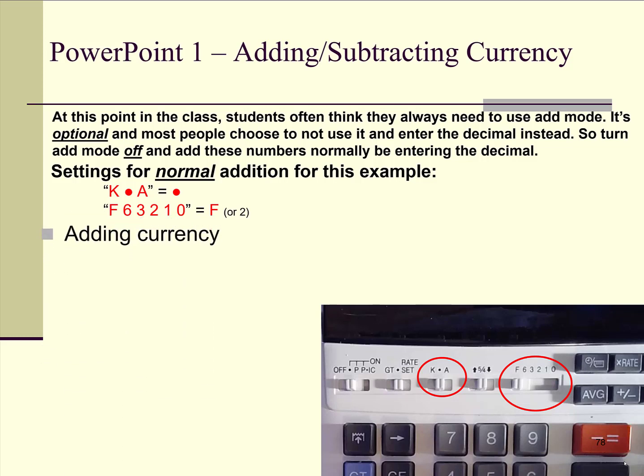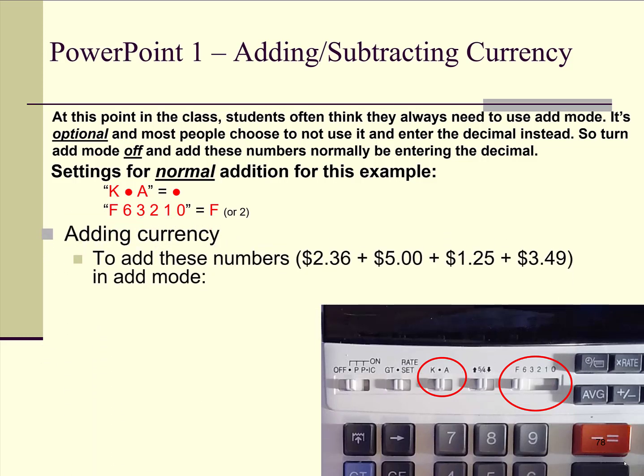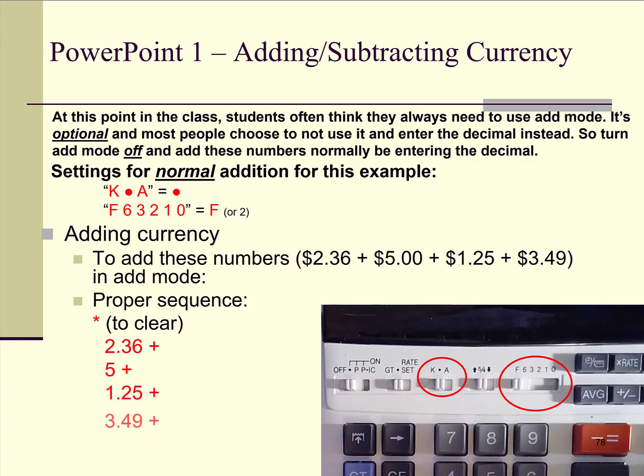And we're going to add the same numbers as before. So here's how we're going to do it. Proper sequence, we're going to asterisk to clear, 2.36 plus 5 plus, or 5.00 plus, but why enter the zeros if you don't have to, 1.25 plus 3.49 plus asterisk to print the total on your tape, and you should get an answer of 12.10.